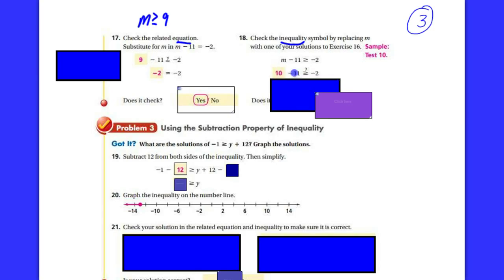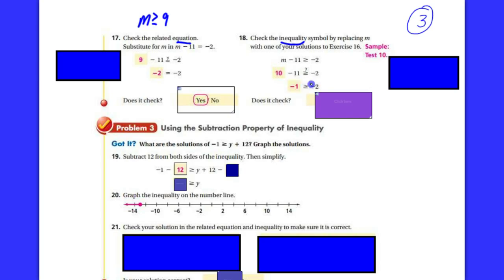So pick some number greater than 9, and they did 10. Okay, 10 minus 11. What's 10 minus 11 equal to? Negative 1. All right, is this a true statement? Negative 1 is greater than or equal to negative 2. Sounds true to me. Last time I checked it was, and that's true. Now you could pick any number greater than 9 and work that out. Like you could have picked 11. 11 minus 11 is 0, and 0 is greater than negative 2.